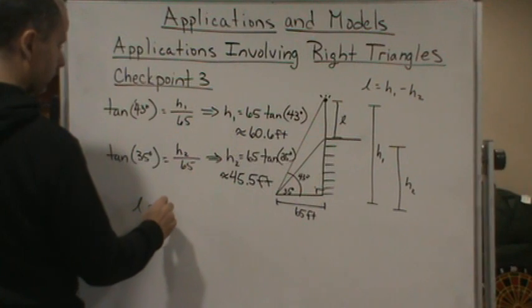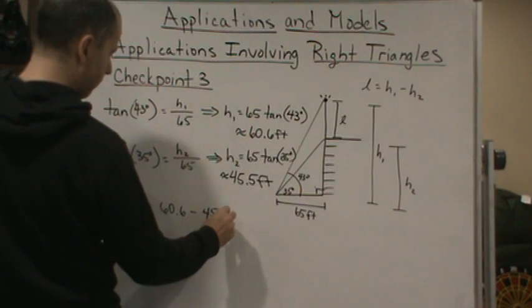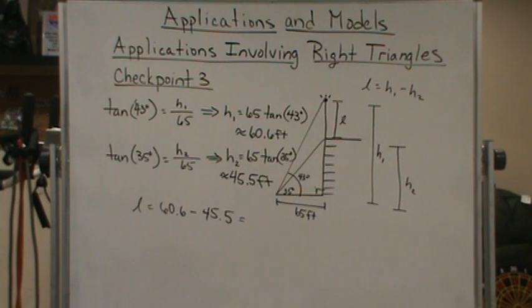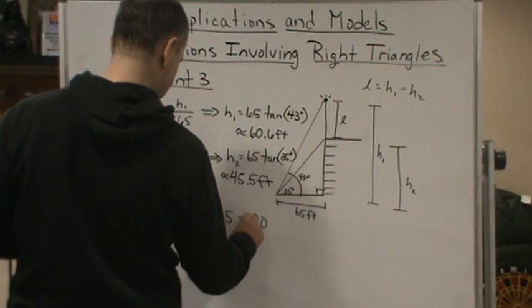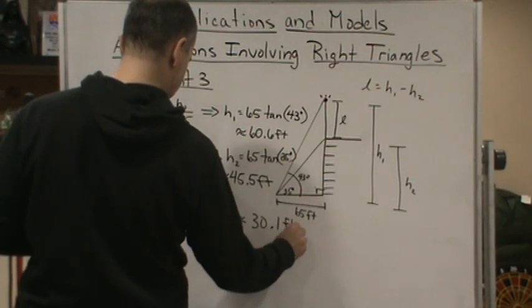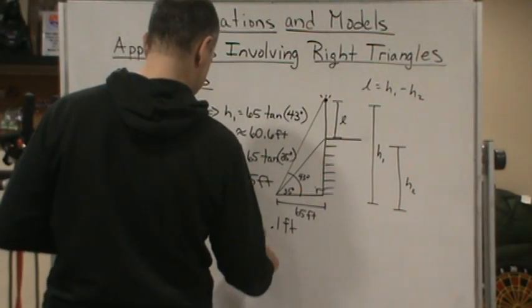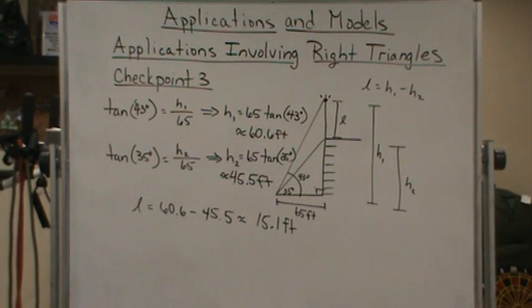Okay, and so now we're just going to solve for L. So L equals 60.6 minus 45.5, which is going to give us, approximately, 30.1 feet. Or not 30. What am I doing? Not 30, 15. 15.1 feet. And that's the approximate height of the antenna.